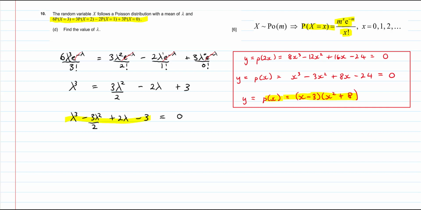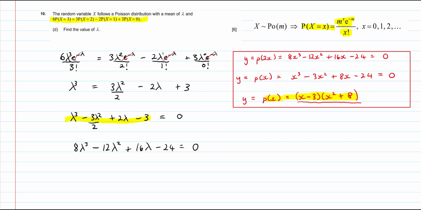So multiplying through by 8 for our equation, we're going to get 8 lambda cubed minus 12 lambda squared plus 16 lambda minus 24 is equal to 0, which is basically exactly the same as our y equals P of 2x, except instead of x we've got lambda. So now we can factorize this part on the left-hand side here, because we know that P of x factorized to this, x minus 3 times x squared plus 8. So wherever we see x, we're just going to swap it out with 2 lambda.